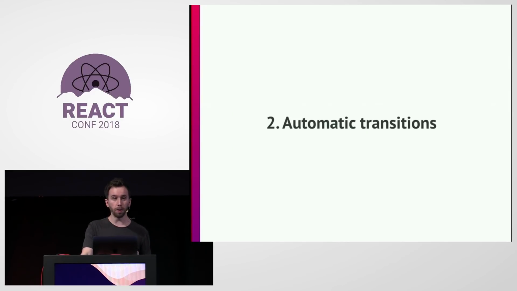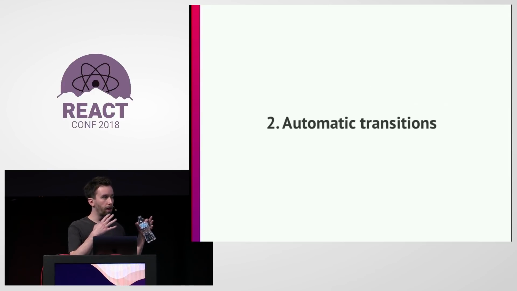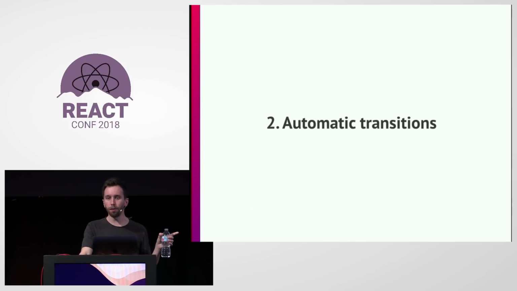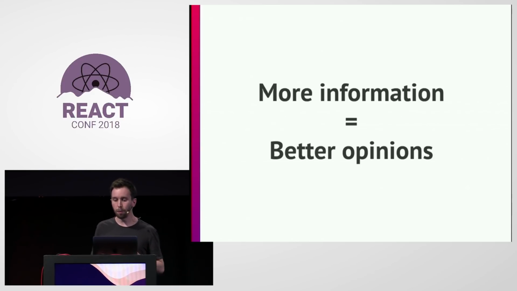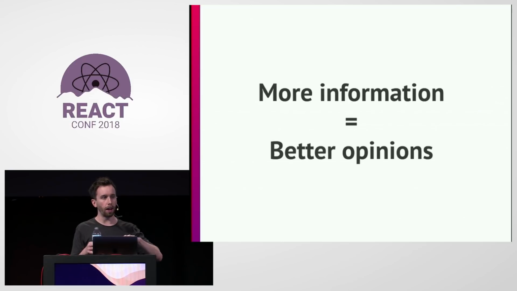The second opinion was automatic transitions. I didn't actually define any animations in that example. I do this so often that people think that you can't do any animations in Pose at all that are your own, but you can. It's just that when you replace a lot of bitty imperative logic behind a declarative API, you have a lot more information than any one of those little bits could have alone. So you can start to take more informed opinions.